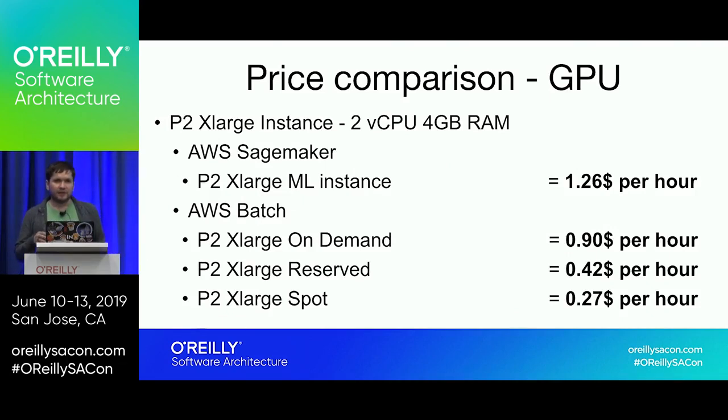Let's compare GPU prices. Fargate and Lambda don't provide GPU. The only alternative way to get it is SageMaker. SageMaker handles a lot of stuff for you in terms of infrastructure, but it's the priciest option. As you can see, Spot allows you to be almost 5 times cheaper.